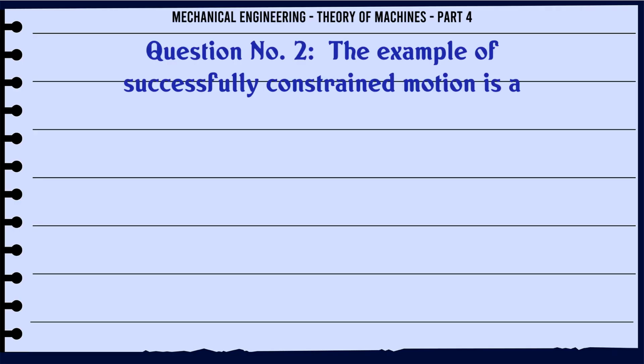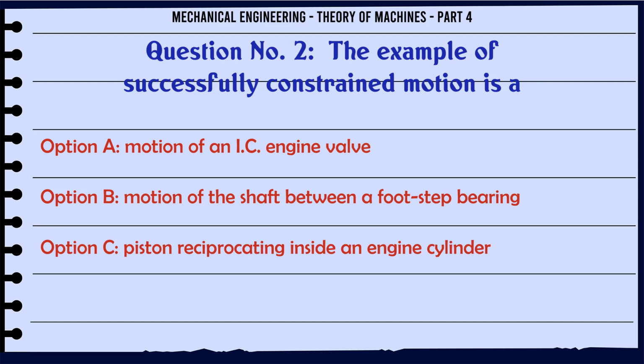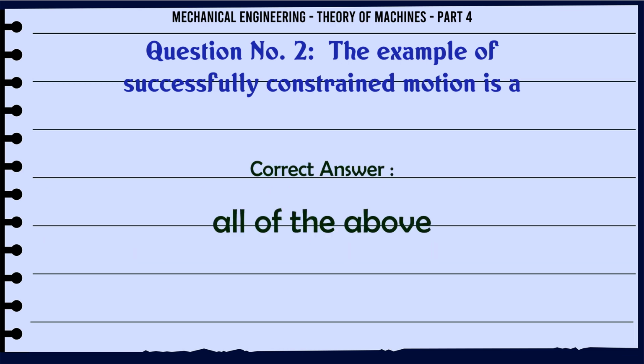The example of successfully constrained motion is A. Motion of an IC engine valve, B. Motion of the shaft between a footstep bearing, C. Piston reciprocating inside an engine cylinder, D. All of the above. The correct answer is all of the above.